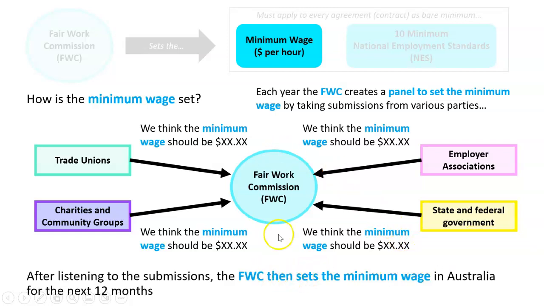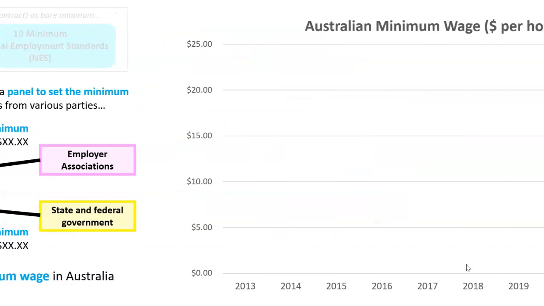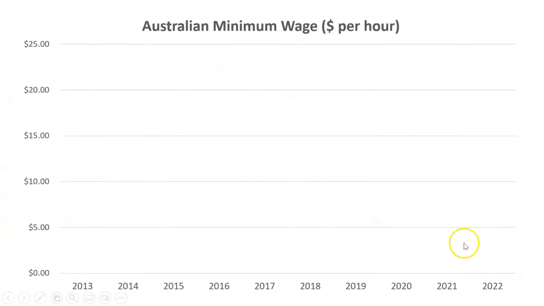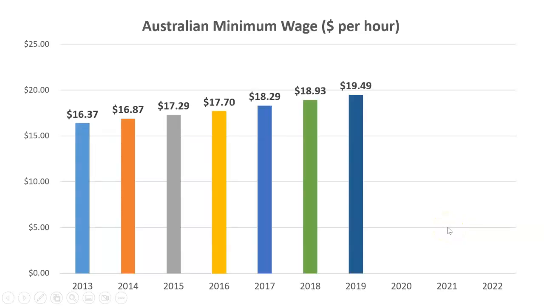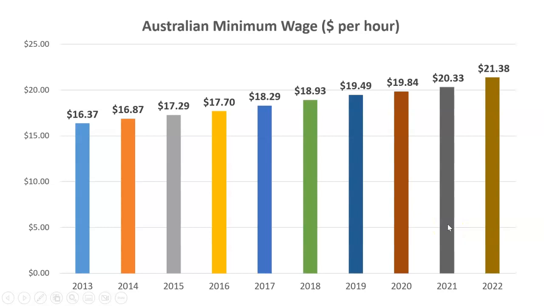They say, after hearing all of this, the minimum wage in Australia for the next 12 months will be a certain amount. Now, and again, we don't need to know this, but it usually goes up every year, and the amount that it goes up is based on many factors. But we can see over time in the last decade, it's slowly gone up to the point where now in 2022, it's $21.38. That's for a full-time or part-time employee.